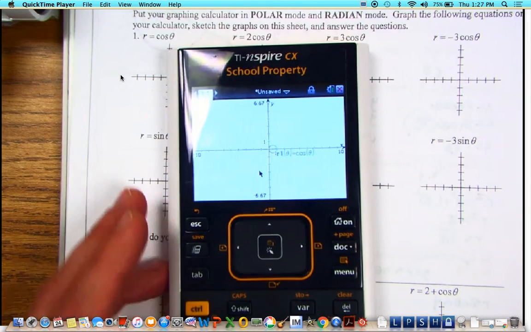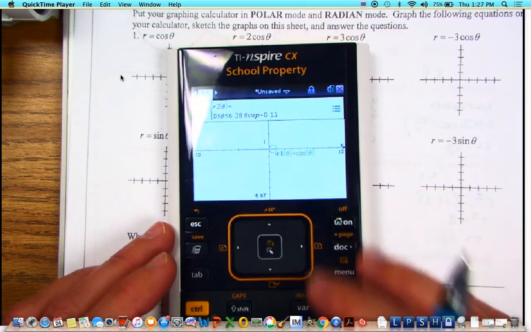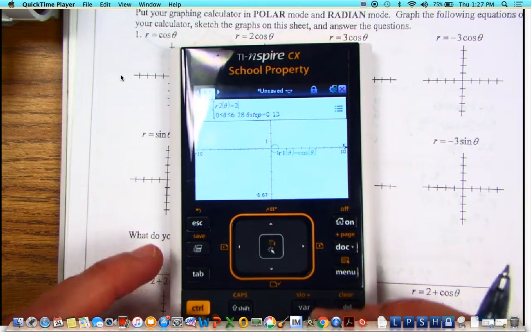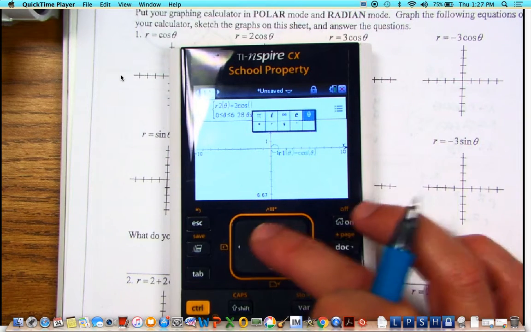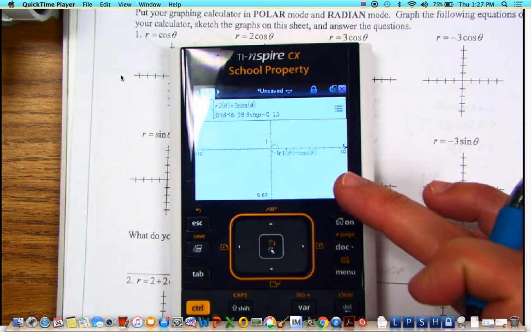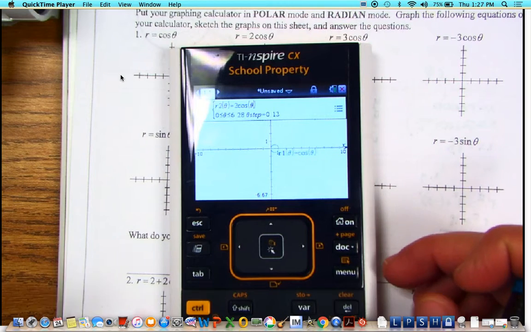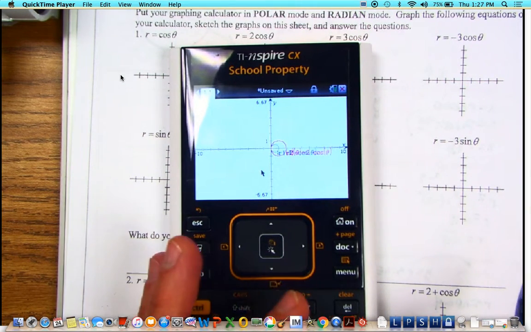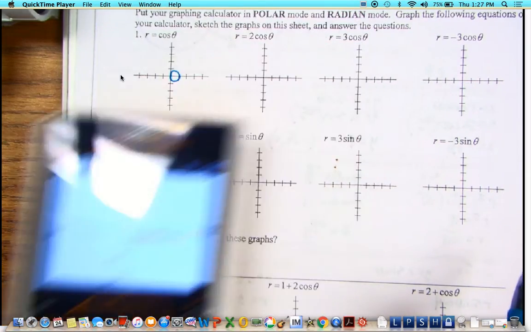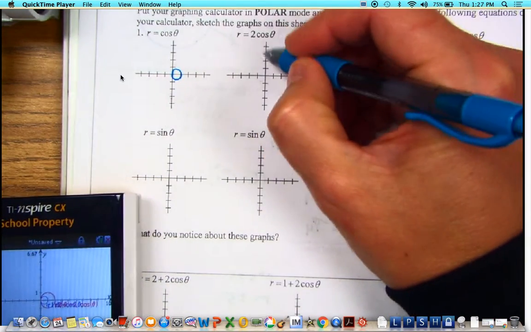What's been put in front of it? A number. And what number would that be? 2. So now we're going to look at 2 cosine theta. What do you think happens to it? It gets bigger, and in fact, it has a diameter of 2.